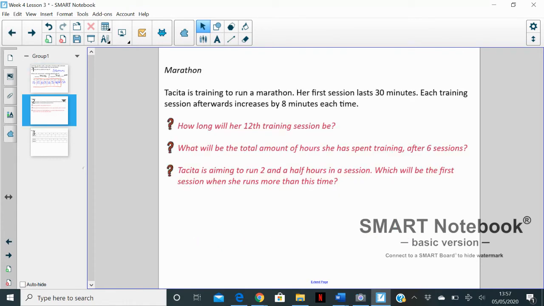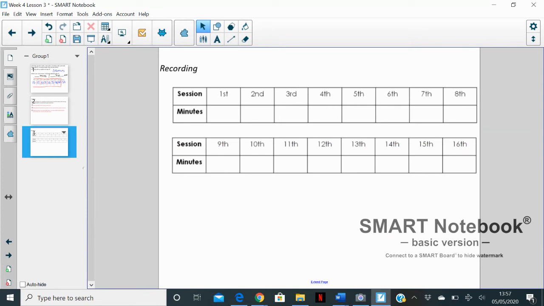Your task is about someone training to run a marathon, and we're talking about her training sessions. Her first session lasts 30 minutes, and each session afterwards increases by 8 minutes. So when you're filling in the table, you need to think about starting, her first session was 30 minutes, and it goes up by 8 minutes each time. So you need to work out all the way along, 9th, 10th, 11th, 12th, all the way up to the 16th training session, how many minutes each session lasts.